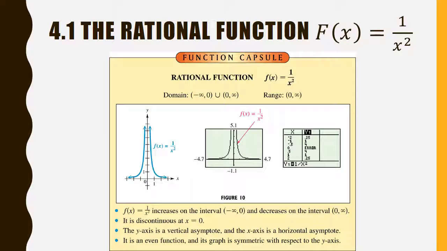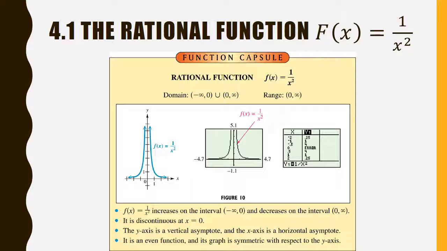Now we're going to look at the function 1 over x squared. Notice it looks a little different. This time everything is above the x-axis. The domain is still negative infinity to 0 and 0 to infinity, but this time the range is just 0 to infinity. Here you see it graphed by hand on a calculator, and then you see the table.